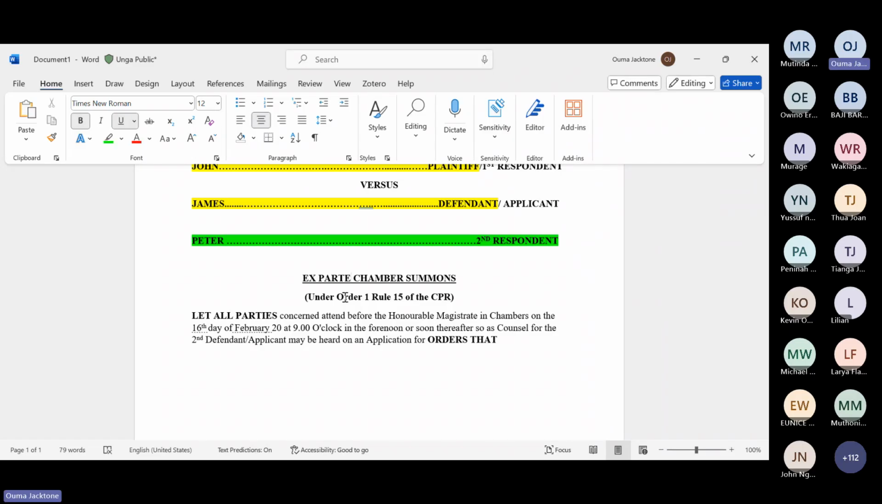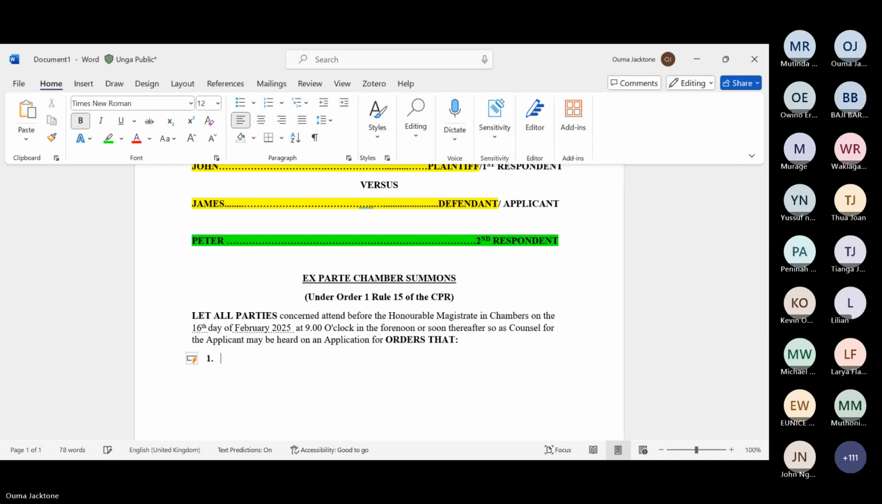Then, of course, the caption of the chamber summons will never change. Let all parties concerned attend before the Honorable Magistrate in chambers on that day. Let's say it's February of 2025 at 9 o'clock in the forenoon or soon thereafter. Let's have counsel for the applicant, because we only have one applicant. Counsel for the applicant may be heard on the application for orders that. So there's only one order that you're going to be praying for. There are two, but one is the most important order.